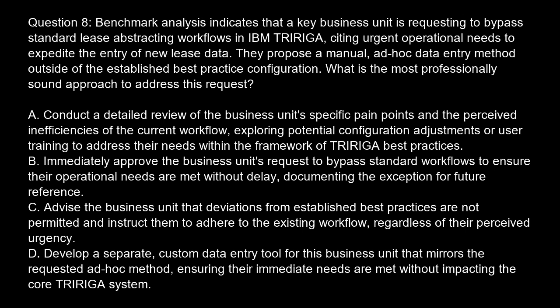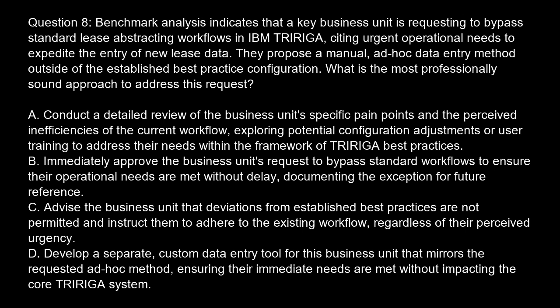Option A. Conduct a detailed review of the business unit's specific pain points and the perceived inefficiencies of the current workflow, exploring potential configuration adjustments or user training to address their needs within the framework of TRIRIGA best practices. Option B. Immediately approve the business unit's request to bypass standard workflows to ensure their operational needs are met without delay, documenting the exception for future reference.